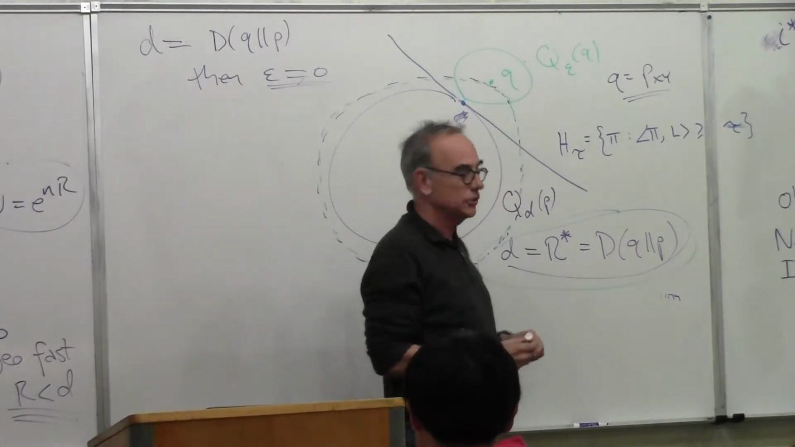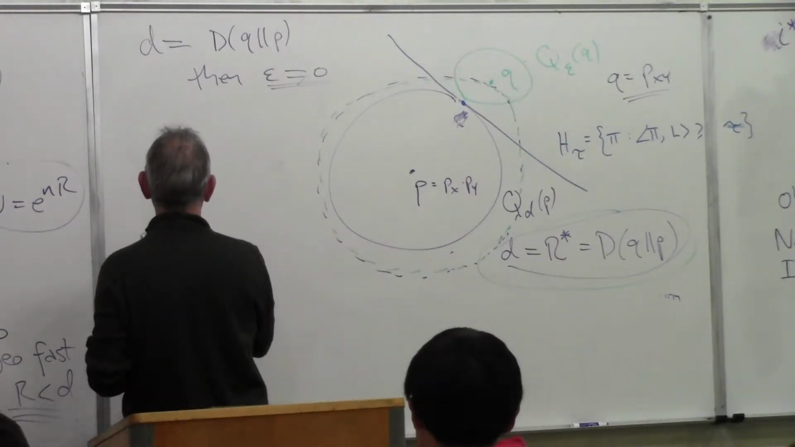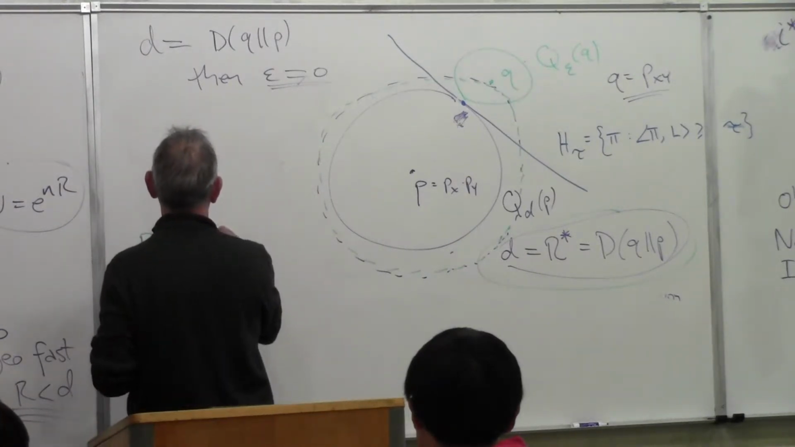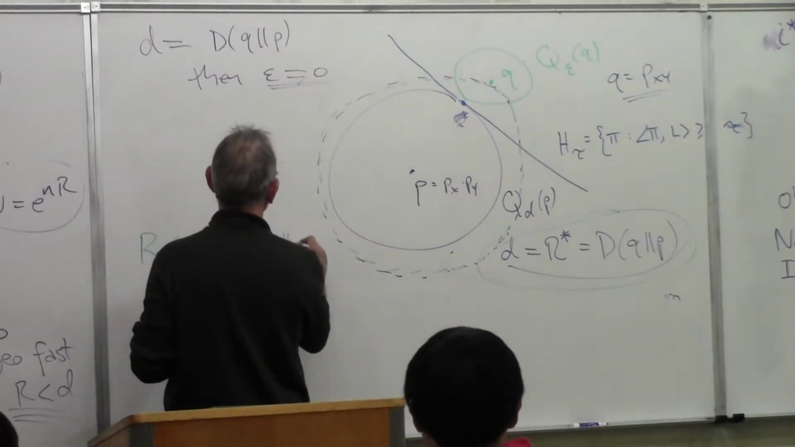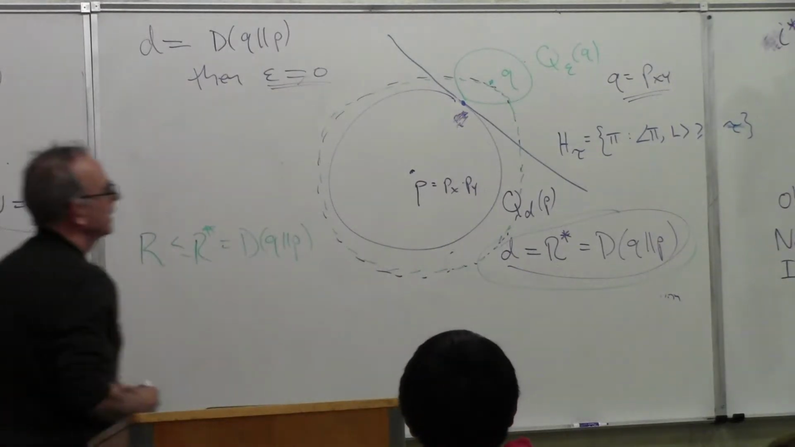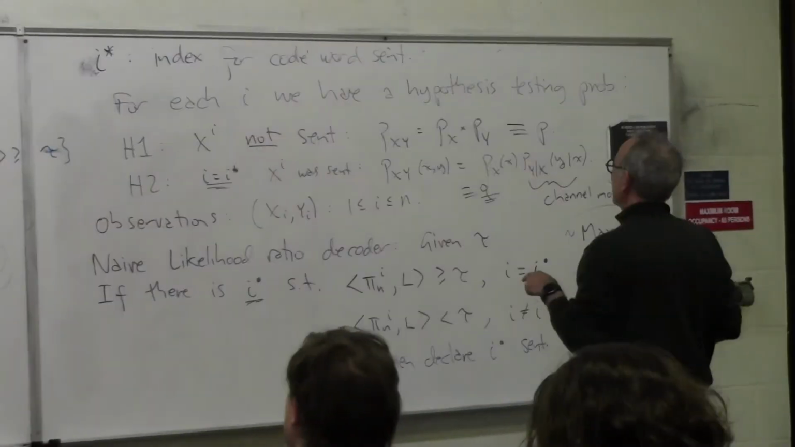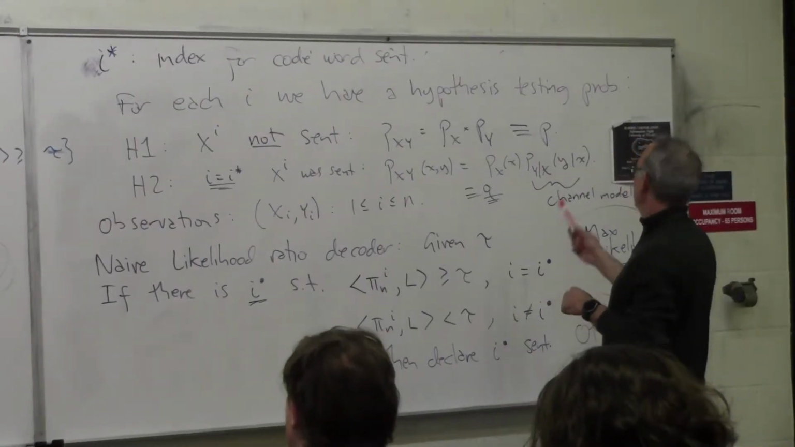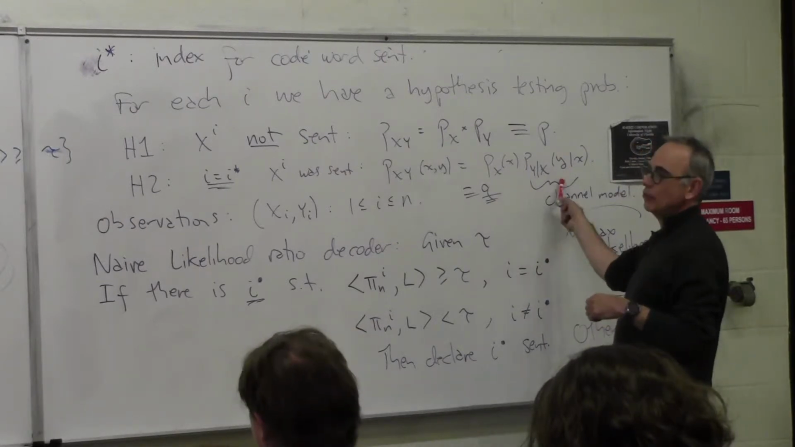So R is less than R star, which is the relative entropy between Q and P, between Q and P, and Q was the joint distribution.